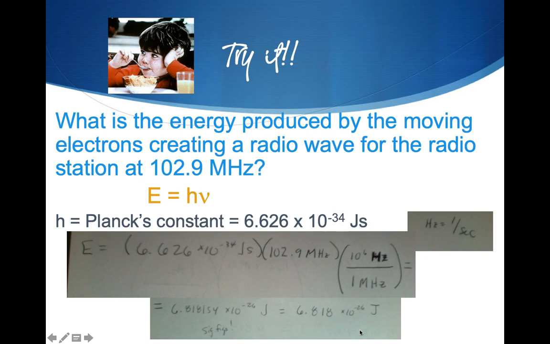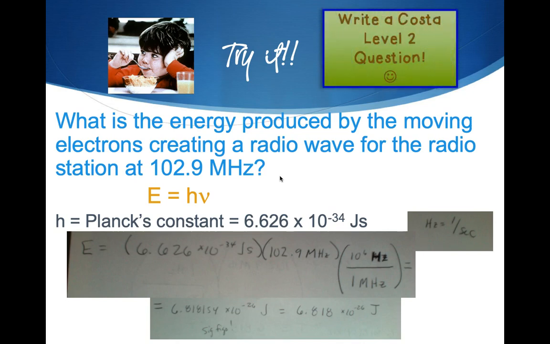All right, so now you can actually calculate energy, you can calculate frequency, you can calculate wavelength. So if I had given you a wavelength here instead of energy, you could use the previous equation, c equals νλ, and use the wavelength to convert it into frequency, and then frequency to convert it into energy. So that might be another example of a problem you'll see when you do some of those practice problems on Schoology. For now, though, go ahead and do a Costa level 2 question.